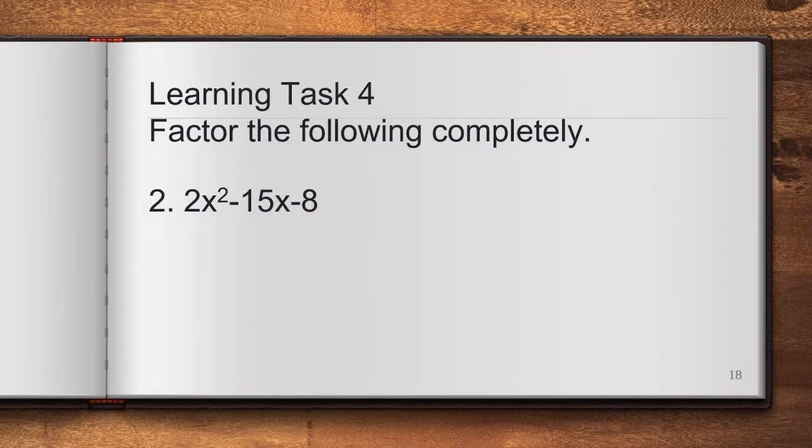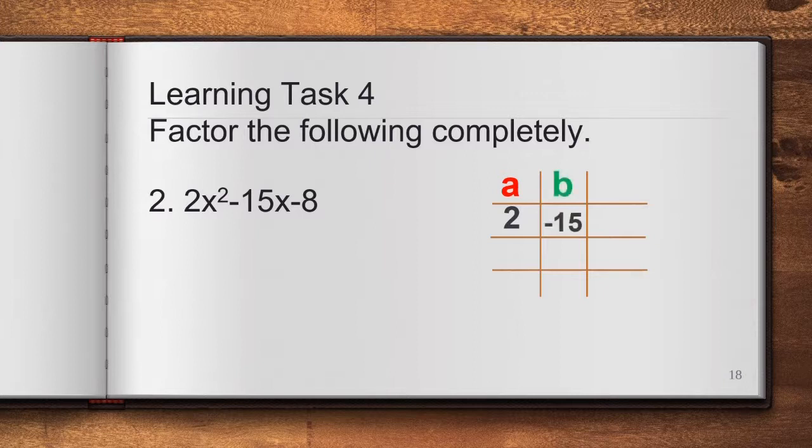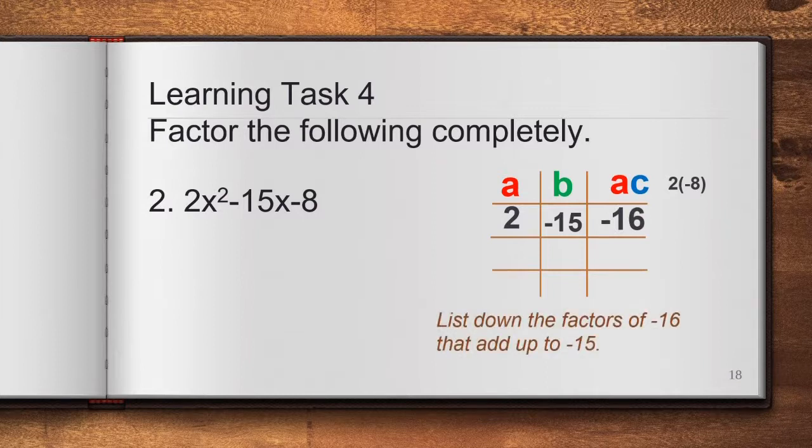For number 2, 2x squared minus 15x minus 8. It is a general trinomial where a is not equal to 1. Wala naman silang common factors, so magpo-proceed na tayo sa factoring method natin na yan. Here's the grid. A is 2, B is negative 15, AC is 2 times negative 8. We will list down the factors of negative 16 and choose which will add up to negative 15. So, ang napili ay negative 16 and 1. We will write them at the bottom part of AC.